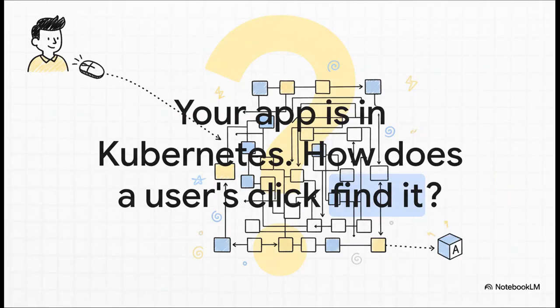All right, so let's kick things off with the big question. You've deployed your application, it's humming along in a pod somewhere deep in your cluster. When a user clicks a link, how in the world does that request navigate the complex maze of Kubernetes networking to find the exact correct pod? That's the story we're going to unravel today.